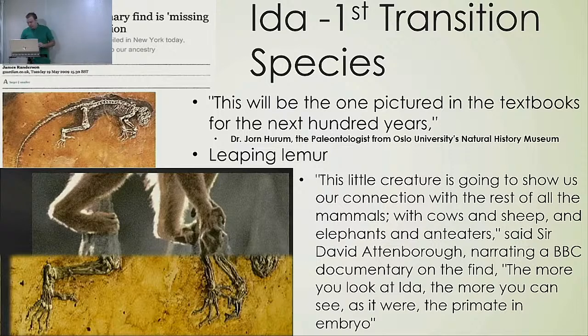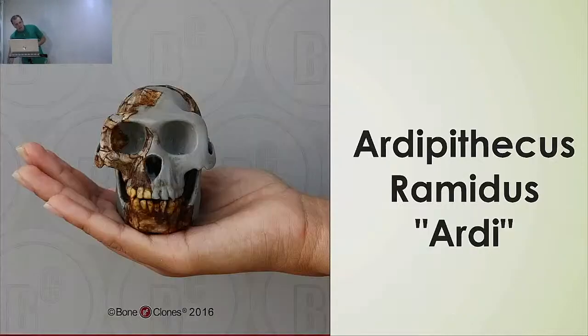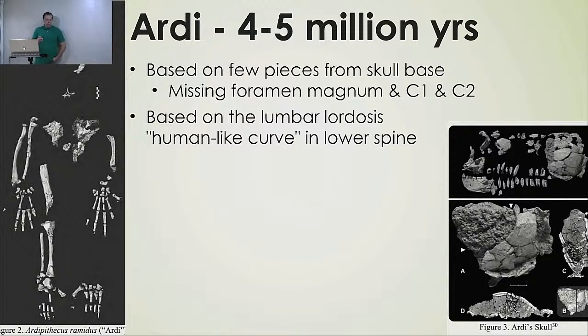The next is Ardi. You can see a replica of a skull that they found. The brown portion is the bones that they actually found. The gray is what they filled in. Ardi supposedly existed 4 to 5 million years ago, based upon the evolutionary theory. You can see all the bones that they found on the left, and on the right, a close-up of the skull as well as the hip.